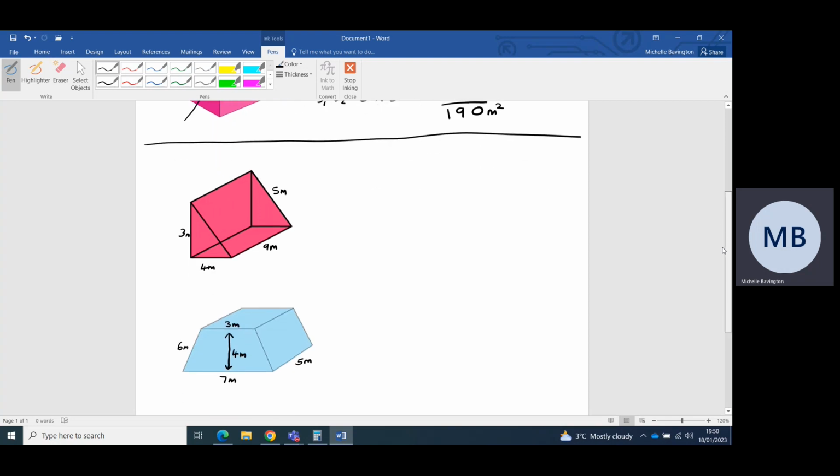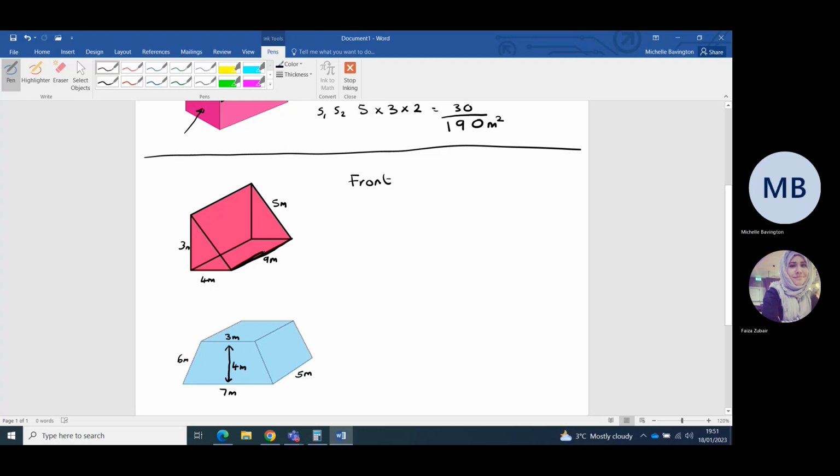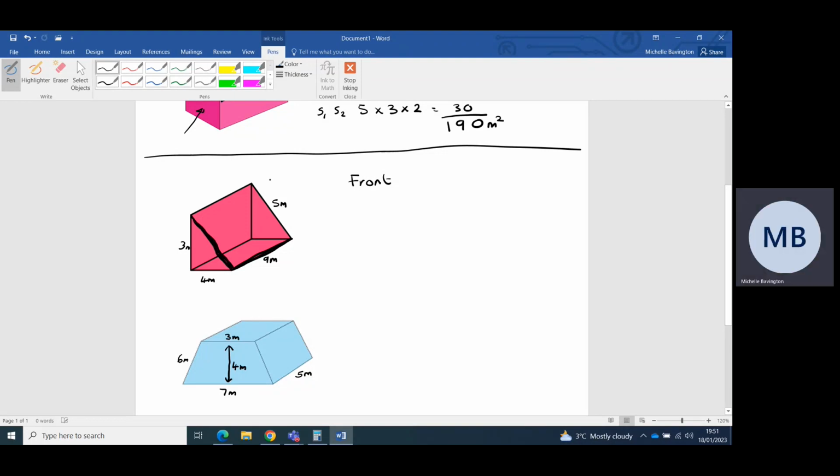Okay, the next one is a triangular prism. So I can't do this here. I've got to look at the sides, okay? So I've got a front here. Now my front is 9 by 5, okay? 9 by 5, because that's 5, 9 by 5.